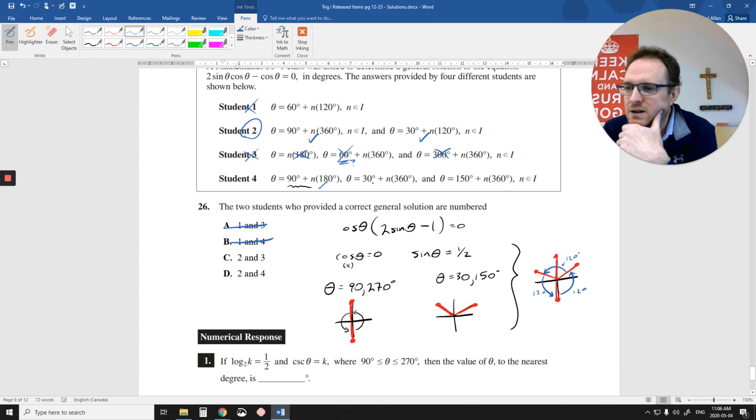Let's just double check in here. 30 plus the 360, that's just coterminal. And 150 plus the 360, that's just coterminal. Yeah, so both of those. So yeah, I'm going to say 2 and 4 are correct. Looking good.